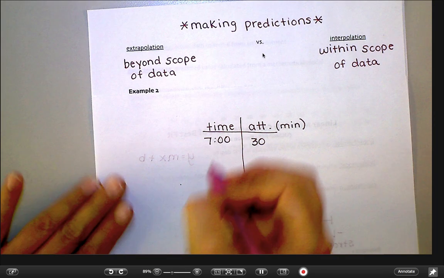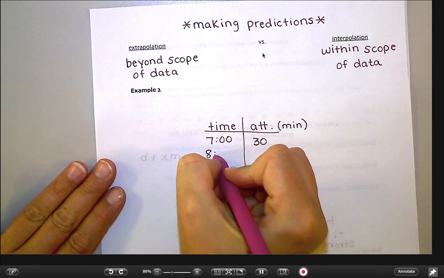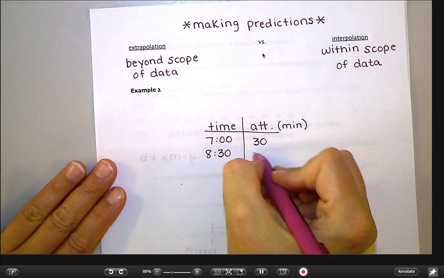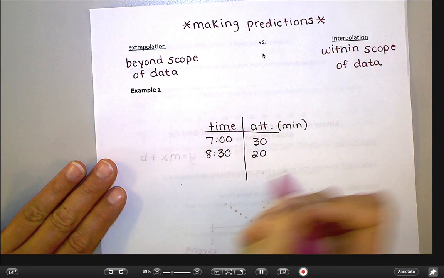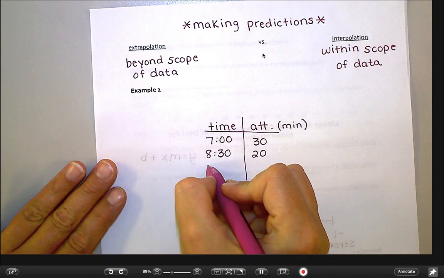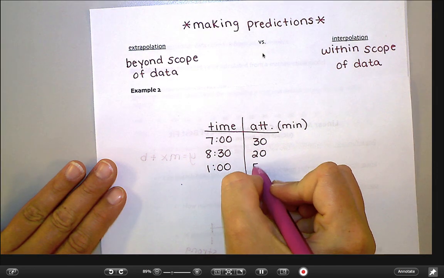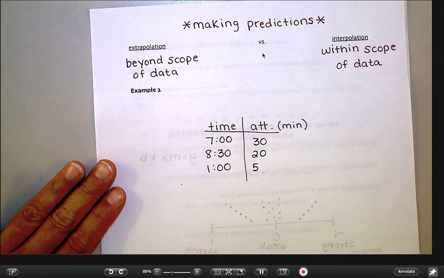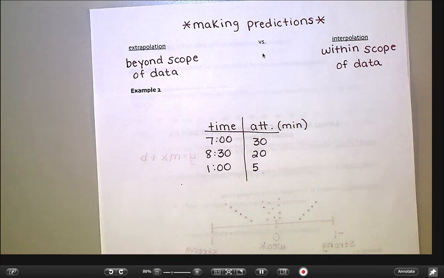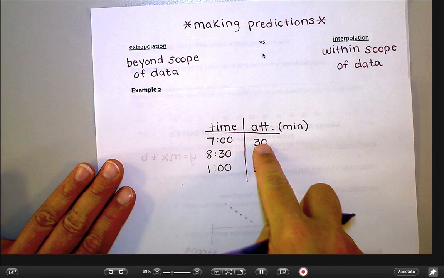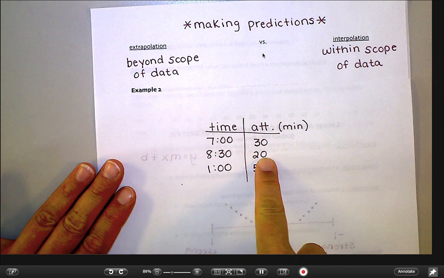And then I check in with my students that I have at 8:30. Okay, and they're starting to get a little bit squirrely. Maybe their attention span is 20 minutes. And then I look at everyone again at 1 o'clock, and I see our poor attention span has dwindled to 5 minutes. Okay, I'll just stick with that data. That's enough for now.